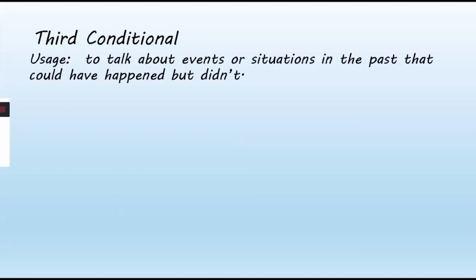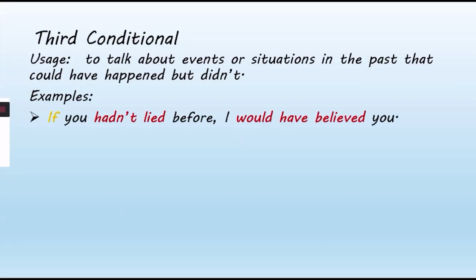The third conditional, now we will move to the third conditional. Hopefully things are easy with the second conditional. Now the third conditional, why do we use it? To talk about events or situations in the past that could have happened but didn't. So we're talking about the situation in the past. But it could have happened, but it didn't. So things that didn't happen in the past, and you cannot change the past. Okay, with examples, things get clear and straight.